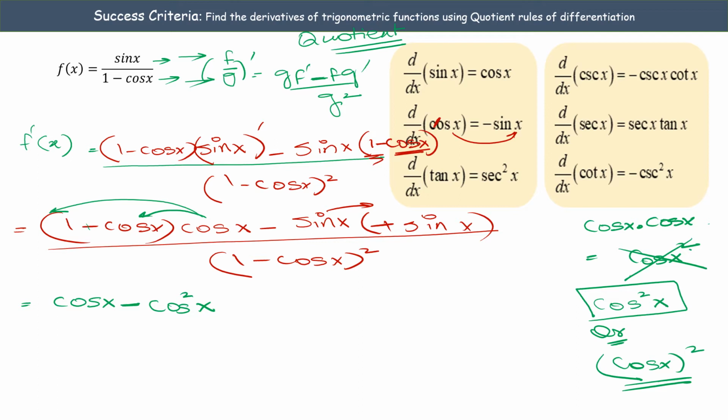Okay, now negative sin x times sin x will give us negative sin square x, over 1 minus cos x whole square.